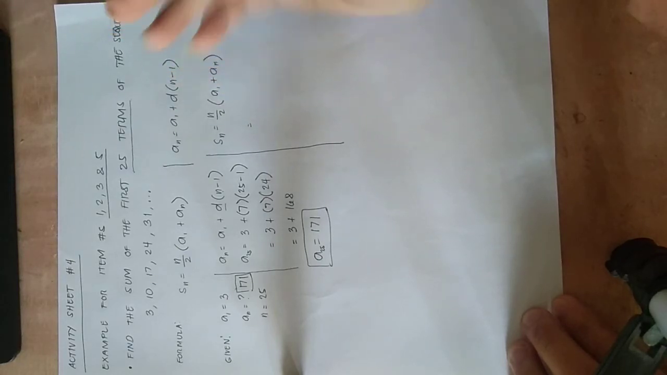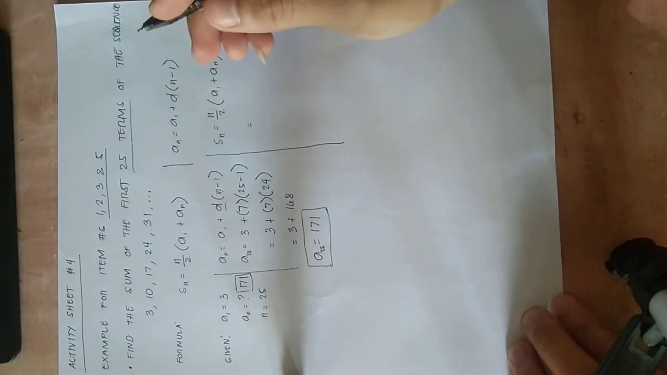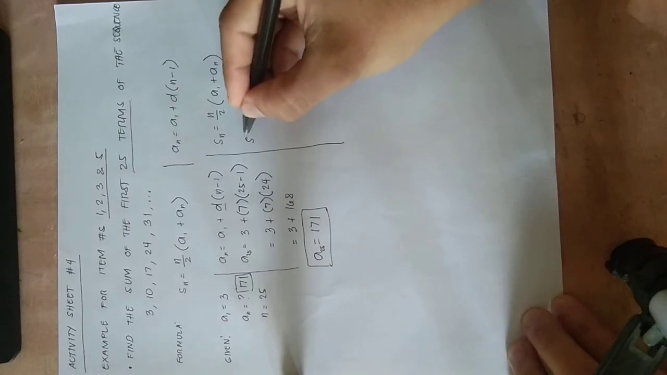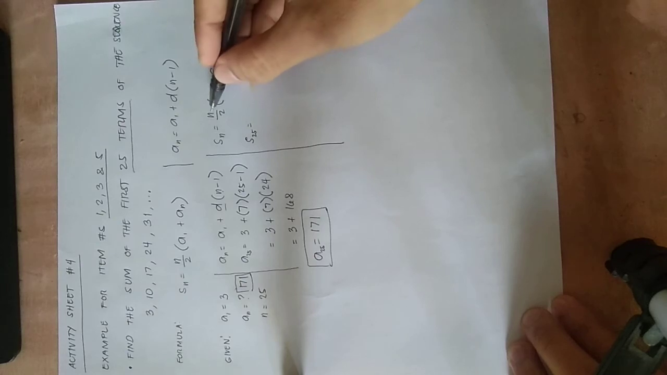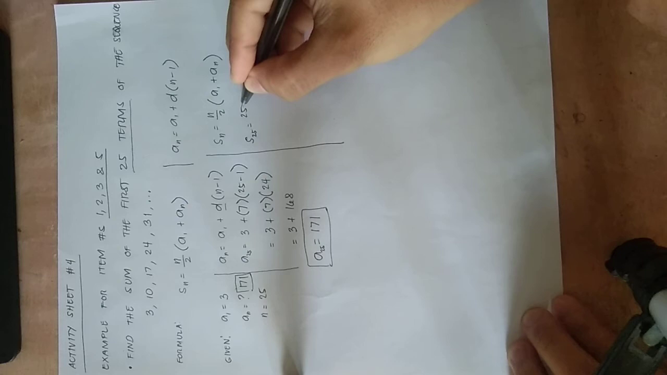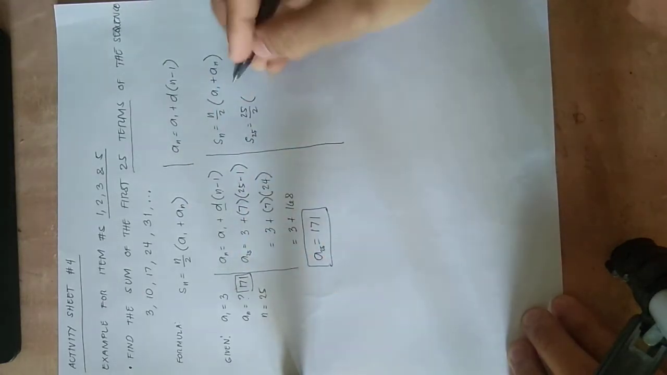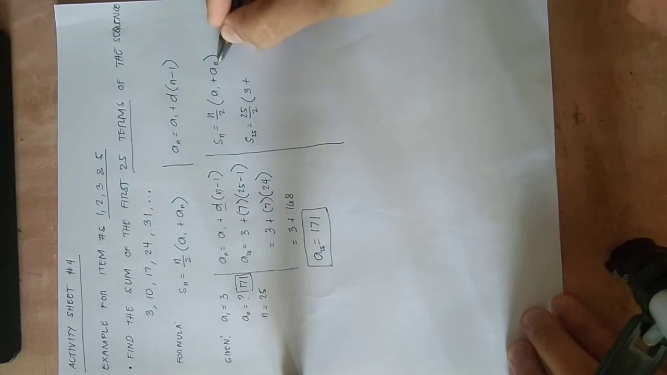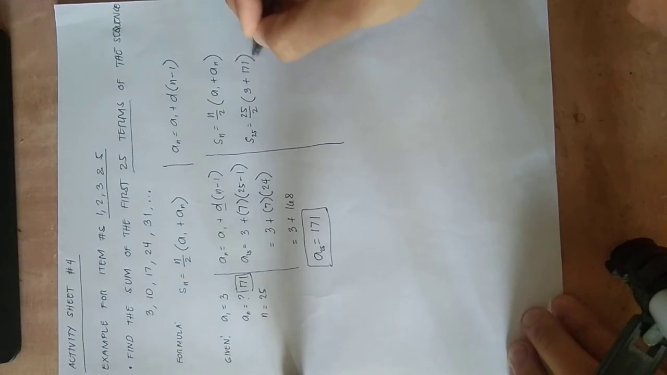Again, the question: how many terms are we dealing with in this problem? It's 25. So we are looking for the sum of the first 25 terms, S sub 25, equals, our n is, what's the value? It's 25. So we have 25 over 2 times our a sub 1, that's 3, plus our a sub n, which is 171.